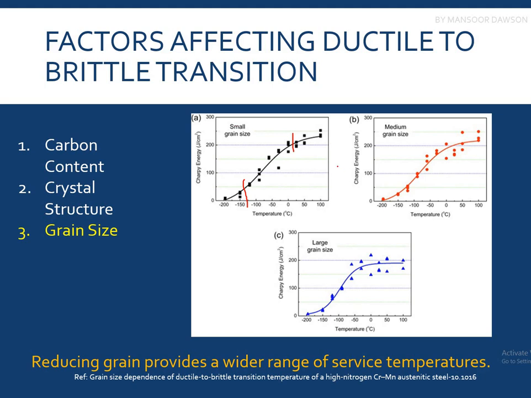Okay, so you can see that when the size increases, the range of temperature decreases, and in this case, the large grain size structures have a very small range of temperatures which we can take into account.